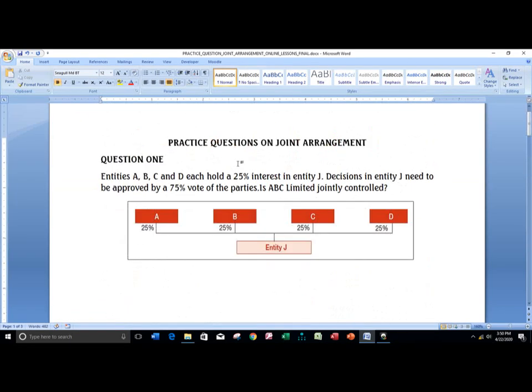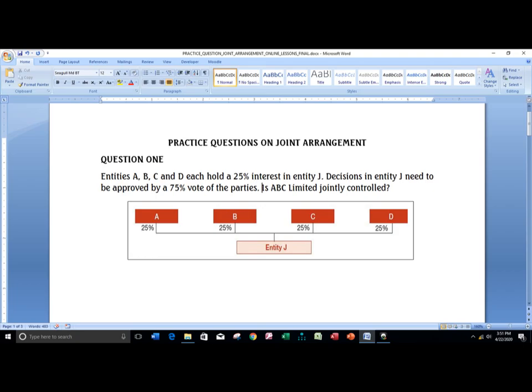Question number one. Entities A, B, C, and D each hold a 25% interest in entity J. Decisions in entity J need to be approved by a 75% vote of the parties. The question is: is ABC Limited jointly controlled? We want to establish whether there is joint control or not.